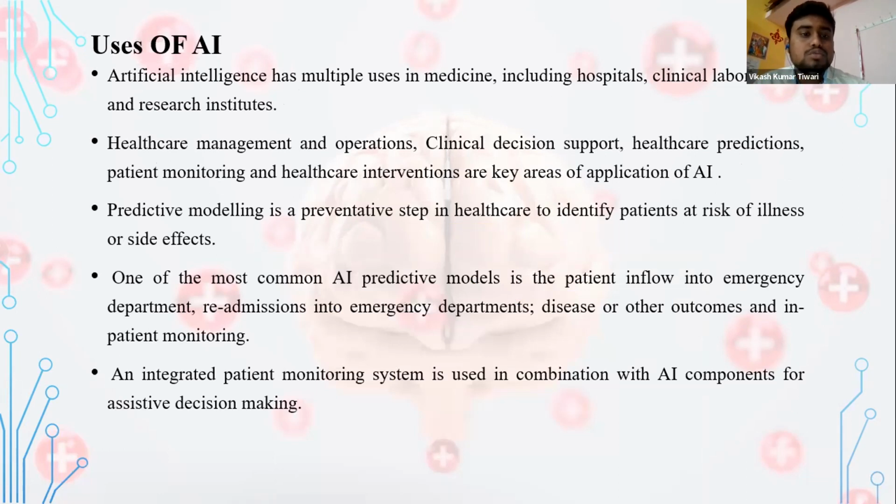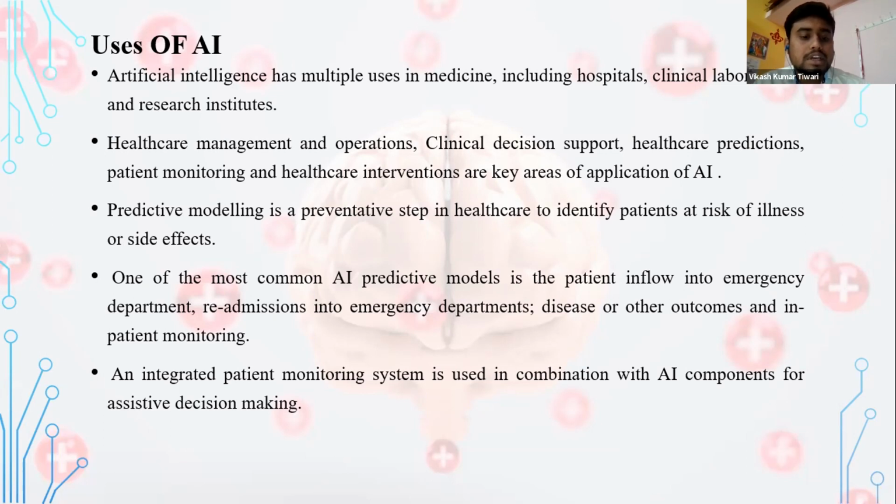Now, after the uses of AI, we can say that we are using it in multiple ways in the medicine line, in hospitals, laboratories, and research institutes. It also helps in clinical decision support, healthcare prediction, patient monitoring, and healthcare inventions, all the new things which are developing day by day.